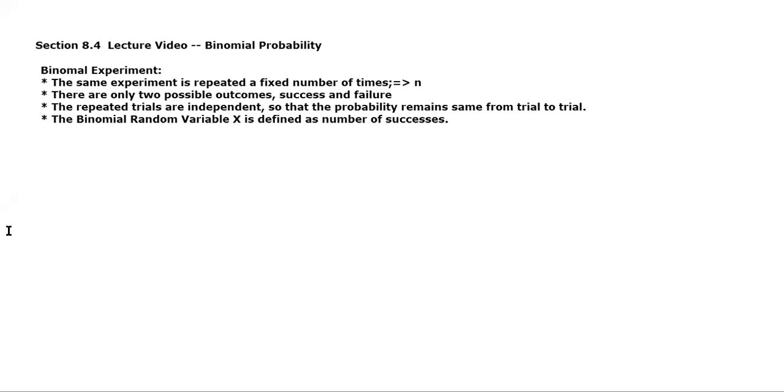So today in this video, we're going to talk about section 8.4, and we're going to talk about a very special probability model. For the previous few sections and chapter 7, we were discussing in general what probability is and how to calculate a probability model. In these sections, we're going to talk about a very special probability model. We call this the binomial probability.